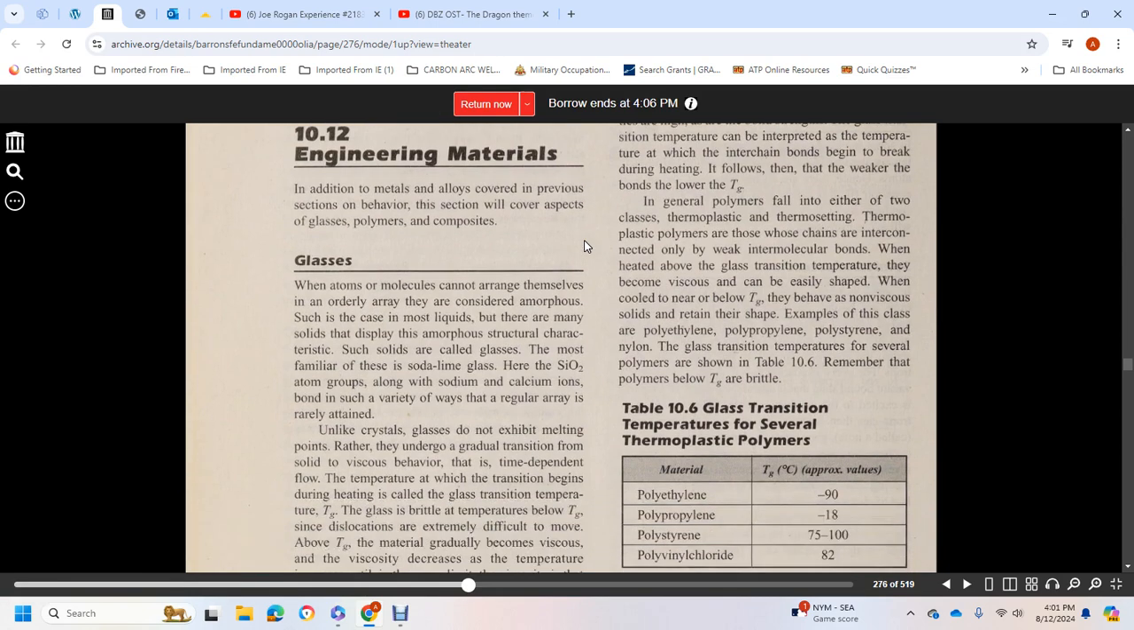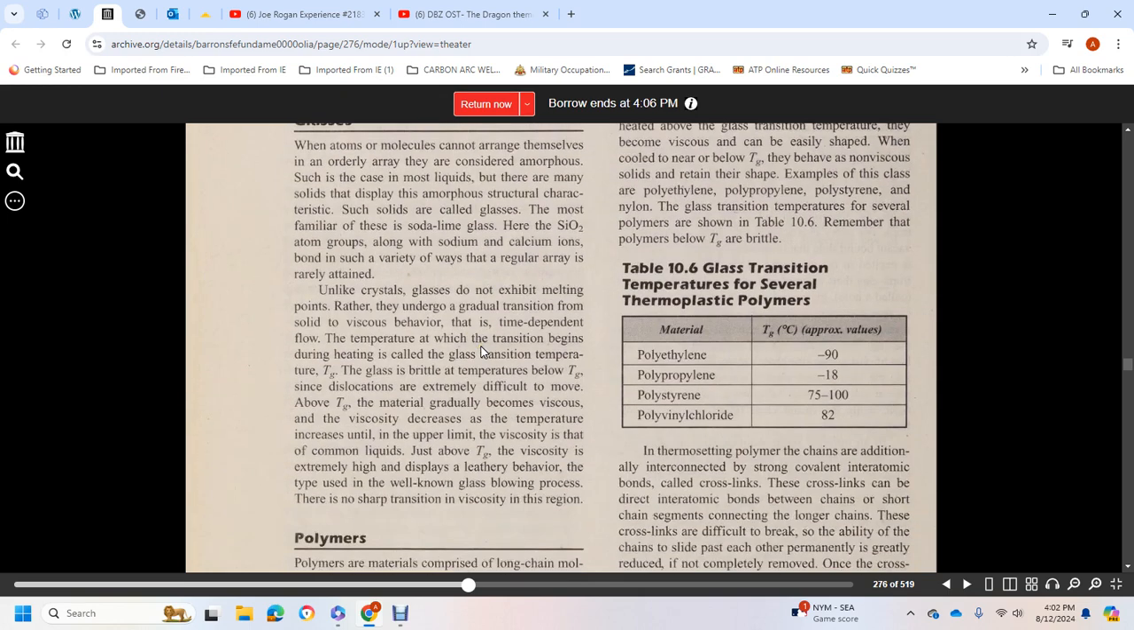Atoms and molecules that cannot arrange themselves in an orderly array display an amorphous structure. In the case of most liquids, when they become solid they display amorphous structural characteristics. Such solids are called glass. The most familiar is sodium lime glass, based on silicon oxide SiO2. Atom groups along with sodium and calcium ions are bound in a variety of ways, and a regular array is rarely attained.